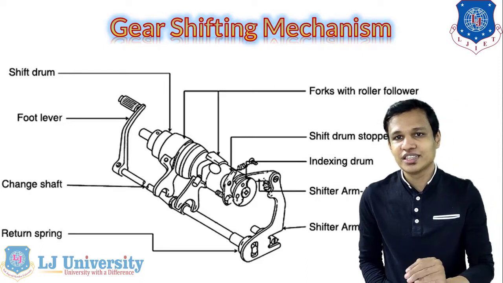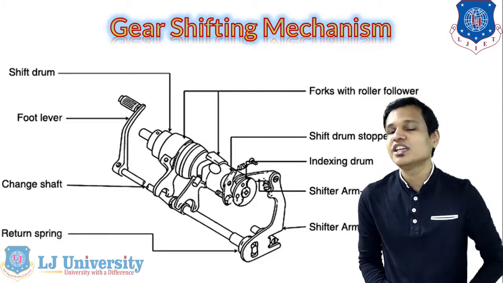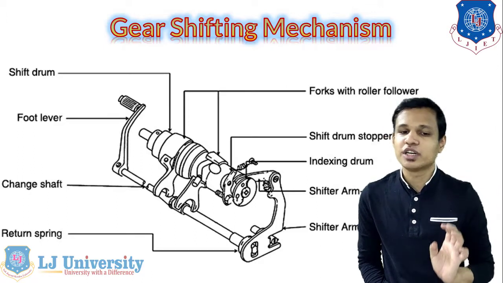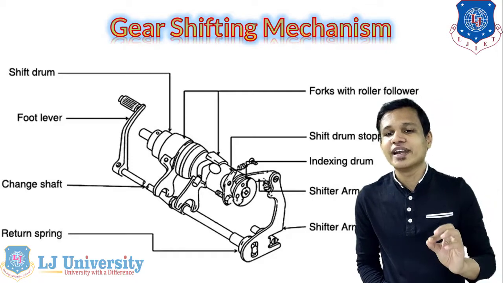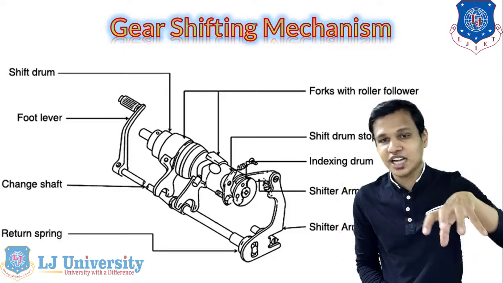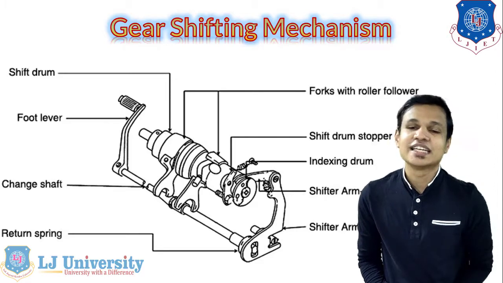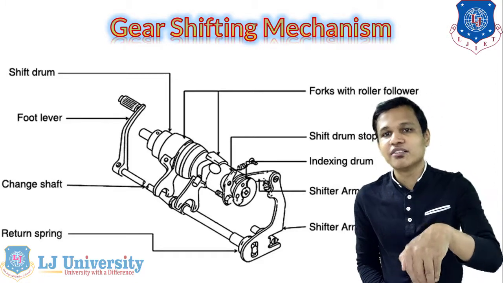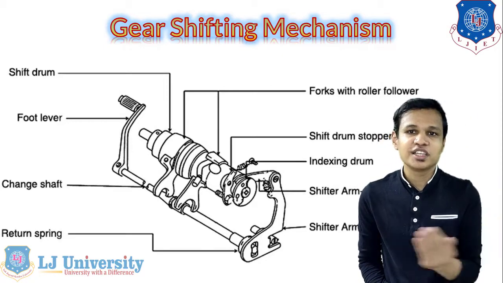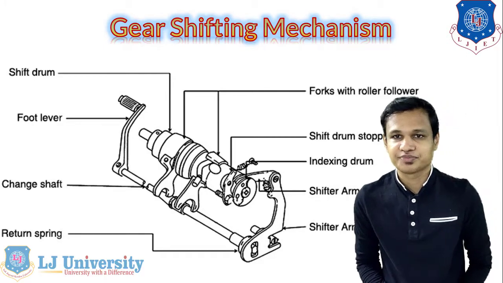Generally the foot lever is provided at the foot rest, and it can be easily operated, right? You can see the chain shaft is connected with our foot lever. On that shaft we have provided shifter arms, and the forks of the shifter are connected on that shaft. Those forks are further connected with our dog clutches which operate our gear. So whenever we push our foot lever, the shifter fork works, and with the working of the shifter fork the gear is shifted. So this is simply how the gear shifting mechanism works.